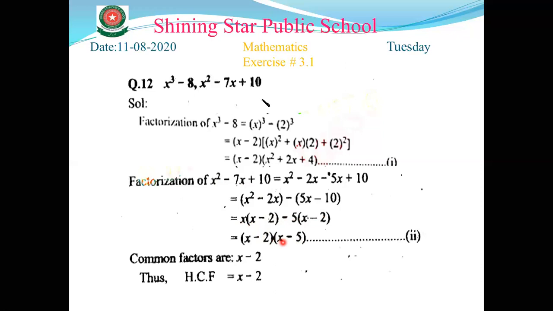Okay. Now here is x minus 2 and here is also x minus 2. Now x minus 2 is common in these two answers. So the common factor is x minus 2. It means the HCF is also x minus 2.